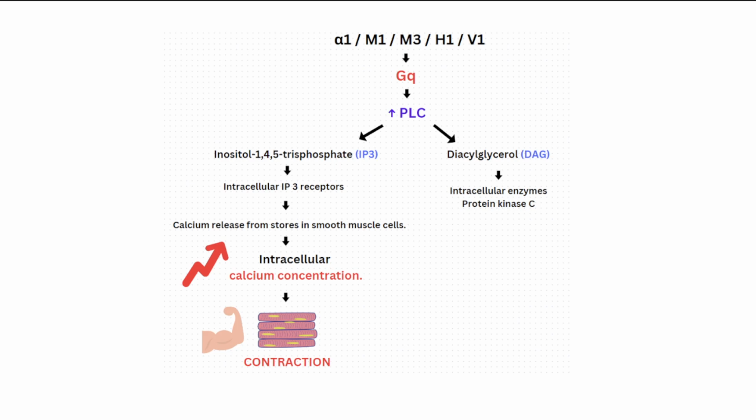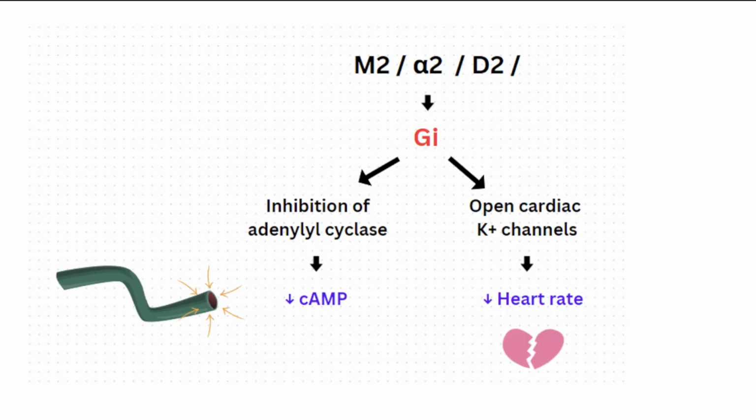On the other hand, diacyl glycerol is going to activate protein kinase C and then brings about the enzymatic activity and the intracellular response. And next we have the M2 or the alpha 2 or D2 receptor mediated action through GI coupled receptor, where they are going to inhibit the adenyl cyclase activity and decrease the cyclic AMP, and this is responsible for the contraction, this is responsible for vasoconstriction, and also there will be opening up of the cardiac potassium channel, leading to decrease in the cardiac contractility as well as heart rate.